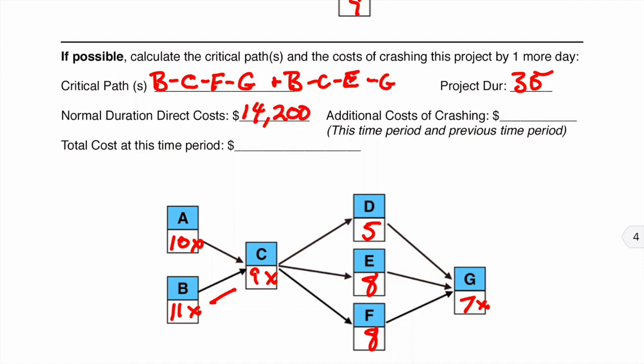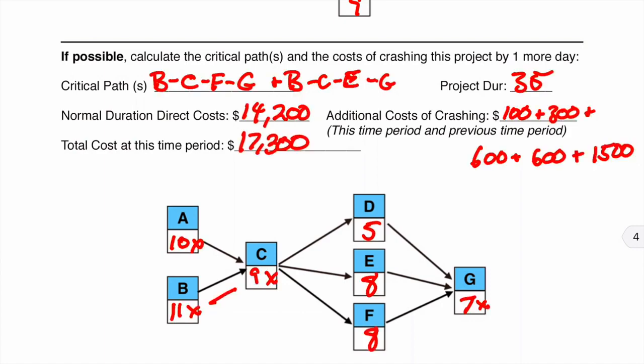Our original cost is $14,200, plus our additional cost of crashing. We had $100 for B, then $300 for G, then $600 for C, and another $600 for C, and then this last one we had $1,500 for F. So we're now at $17,300.